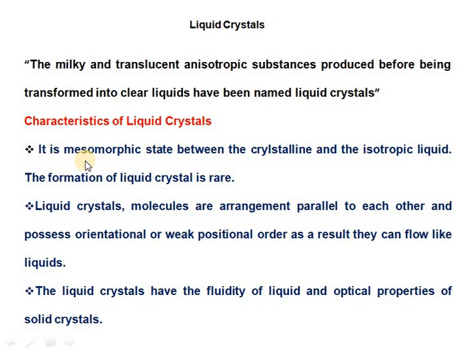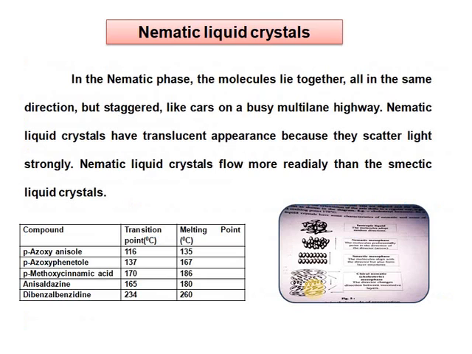The first characteristic: it is a mesomorphic state between the crystalline and isotropic liquid. The formation of liquid crystal is very rare, but liquid crystal molecules are arranged parallel to each other, and hence they possess orientational or weak positional order. As a result, they can flow like a liquid. The liquid crystal has the fluidity of liquids and the optical properties of solid crystals.